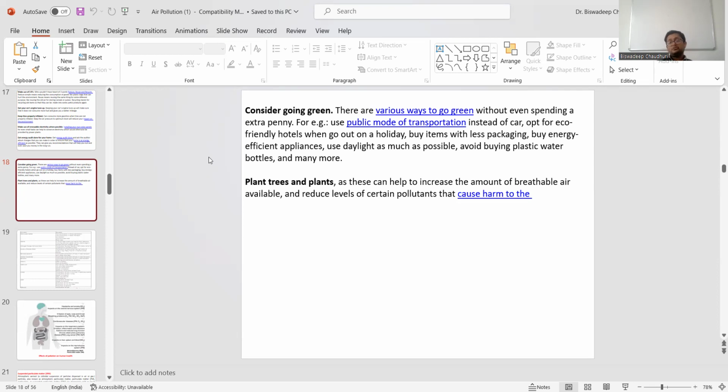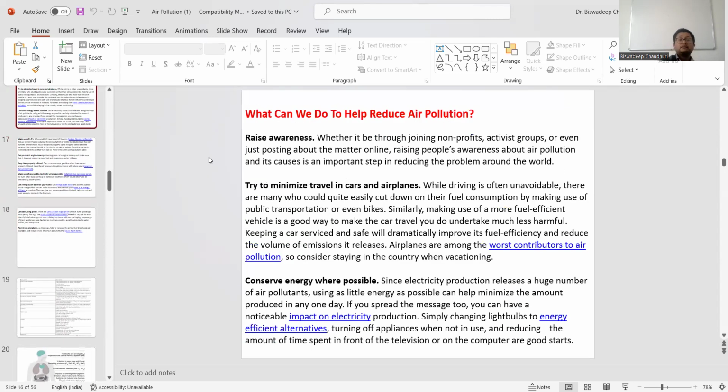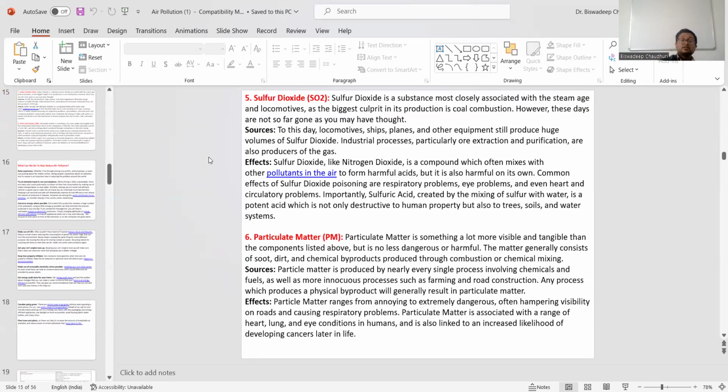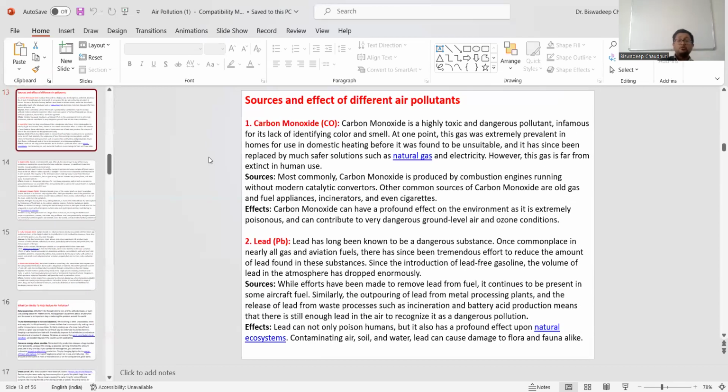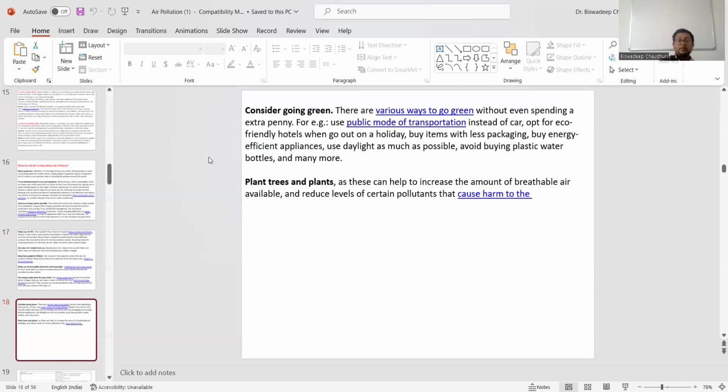So in this slide, we have discussed so many things: how to control air pollution, the importance of awareness, what the 3 R's are, what we can do to protect against air pollution, and some sources of air pollutants like carbon monoxide, lead, sulfur dioxide, nitrogen dioxide, etc. So hopefully you have learned something from this lesson. We will discuss more about air pollution on the next slide.